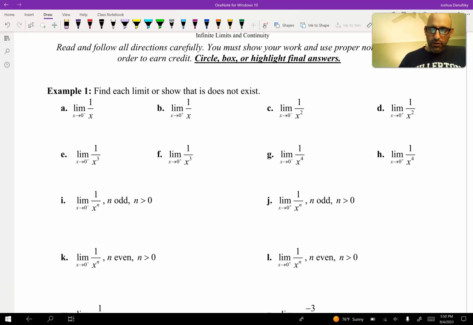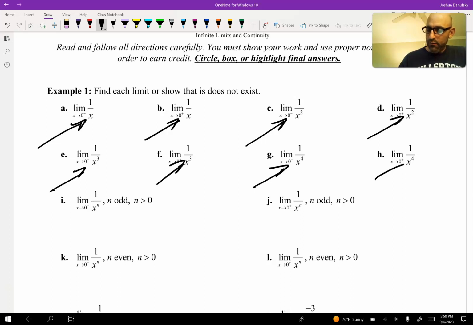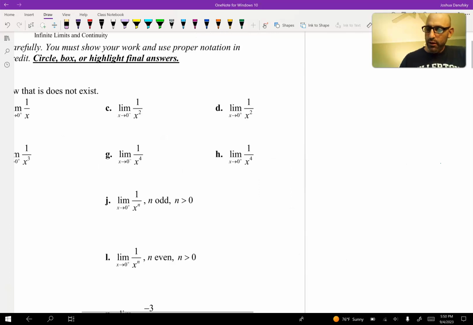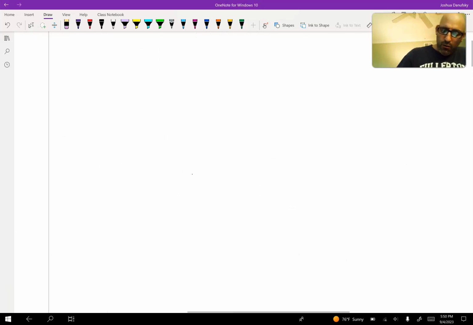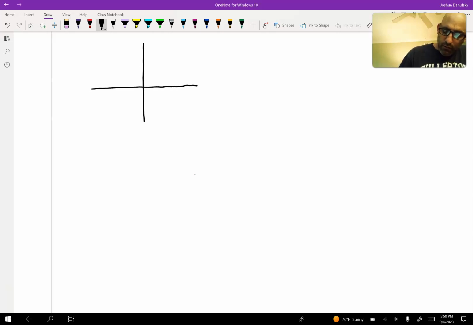So first of all, notice that we have the graphs of f of x equals 1 over x, 1 over x squared, 1 over x cubed, and 1 over x to the fourth power. So let's start with getting our heads around what they look like. Hopefully we remember this one. If not, add it to your list of graphs that you want to have down.